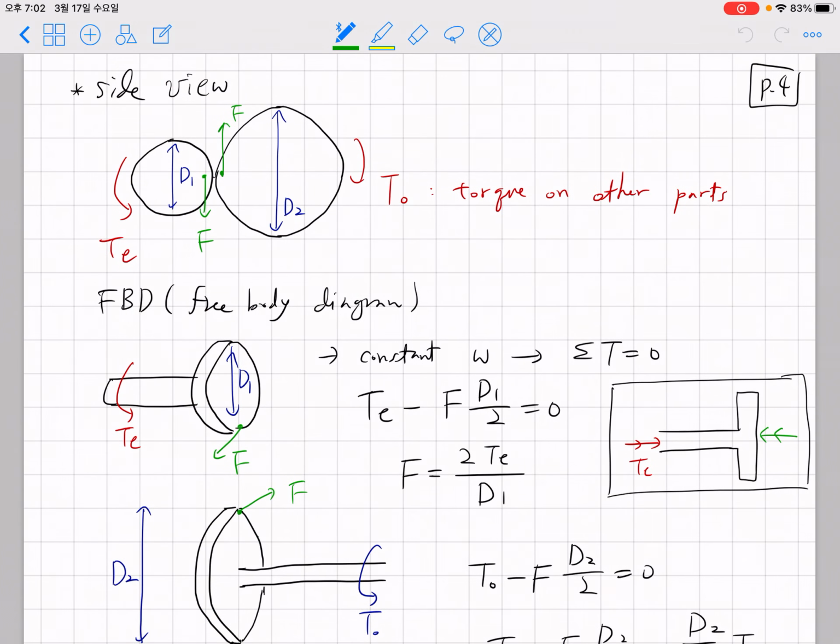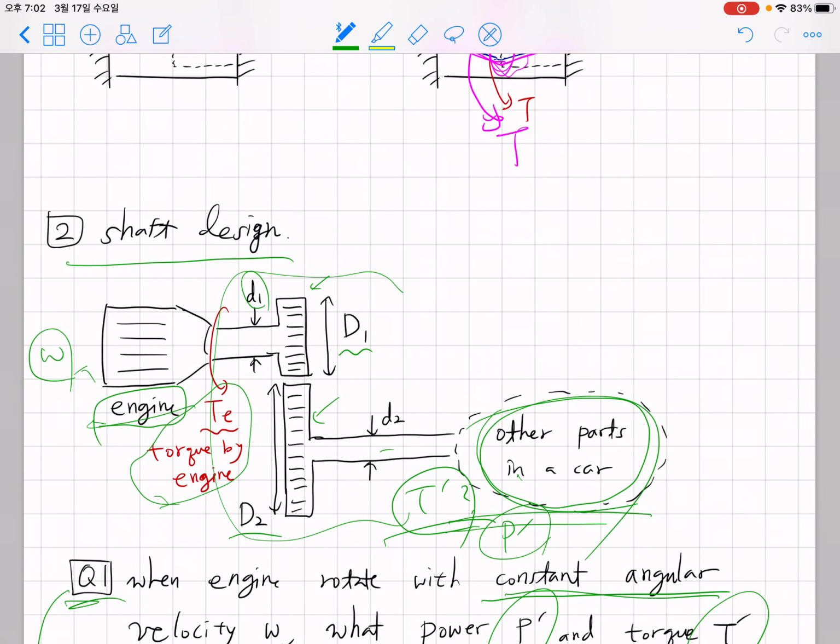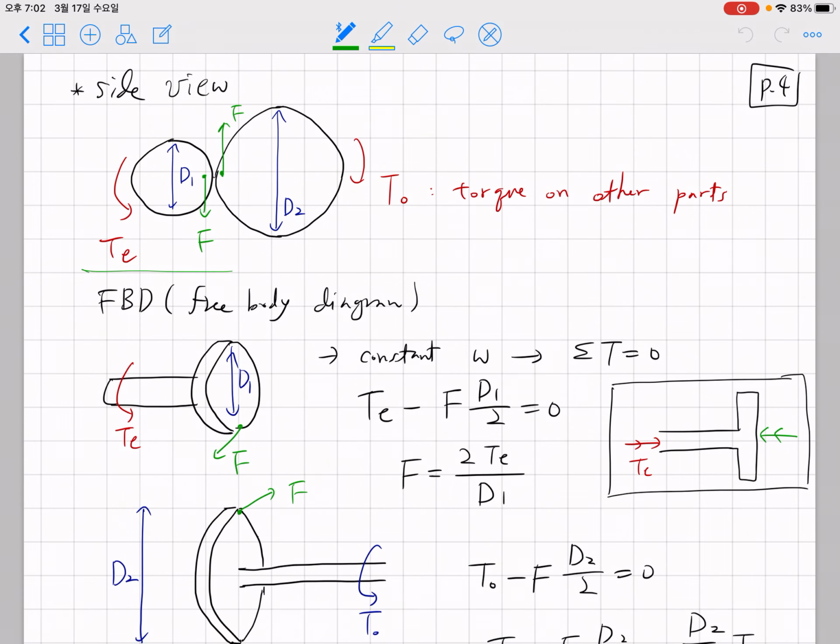So let's consider a side view of this section. We have two gears with D1 and D2 diameter. If I draw it, it looks like this. Let's imagine that the smaller one, D1, is rotating with W, and because this one is rotating counterclockwise, it will make the second gear rotate clockwise, right? To make clockwise rotation, at the touching zone between these two gears, the force must act in the upper direction.